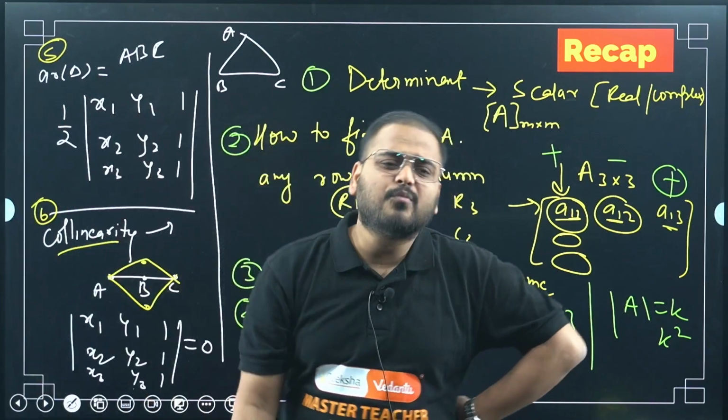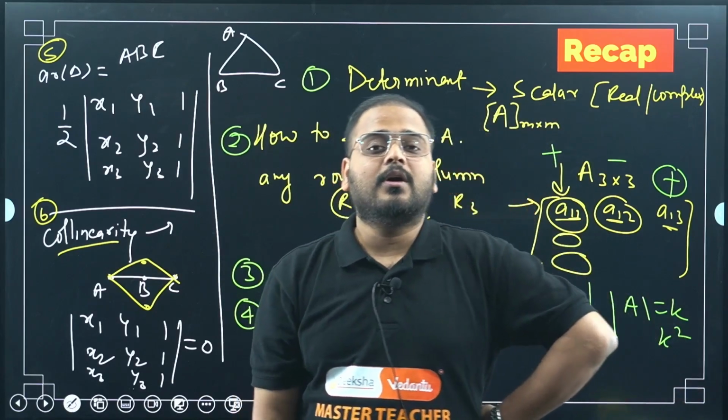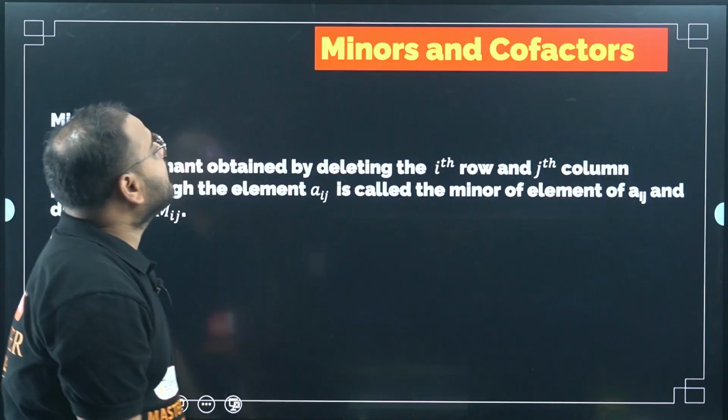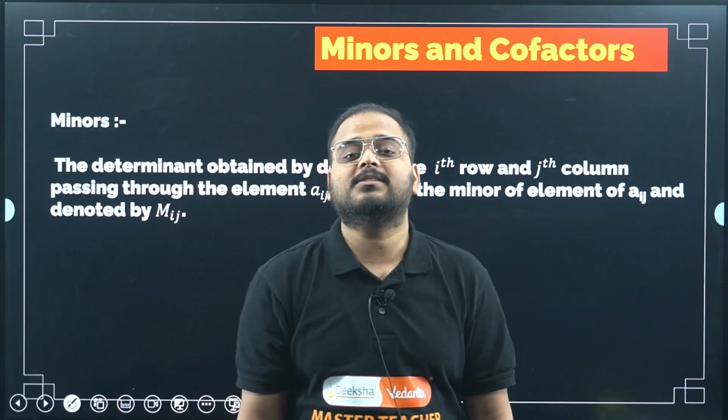Okay, a few more things we must have studied in the previous session. So go ahead, watch the video and then come for this session. Okay, continuing forward, as I said, in this session we'll talk about minors, cofactors and adjoint.